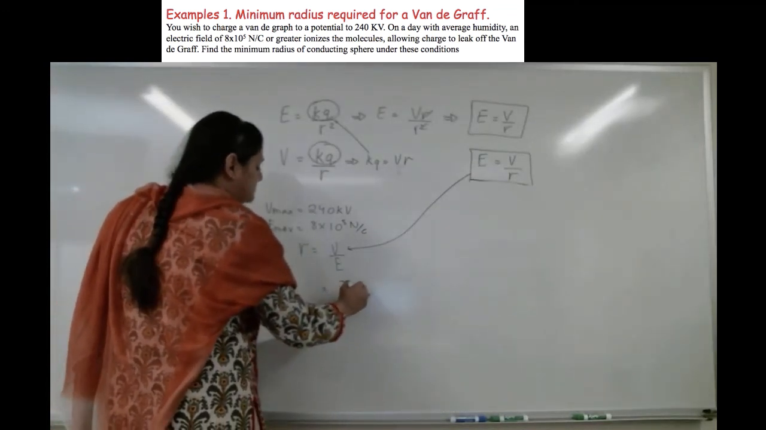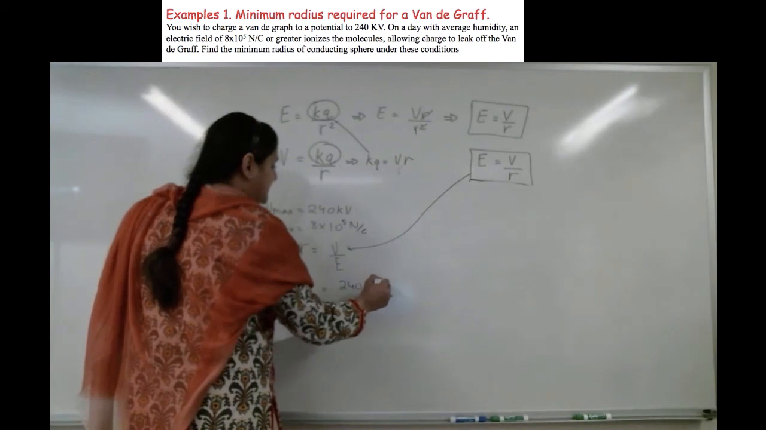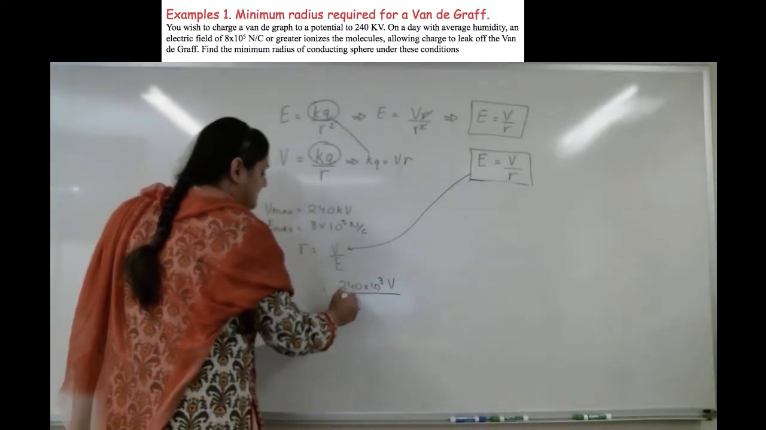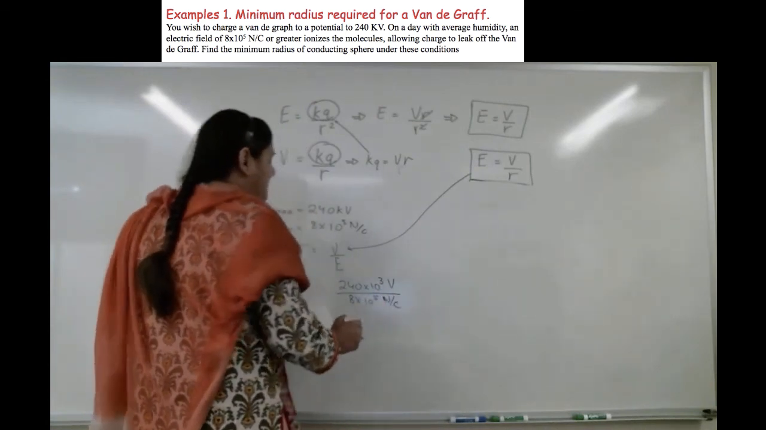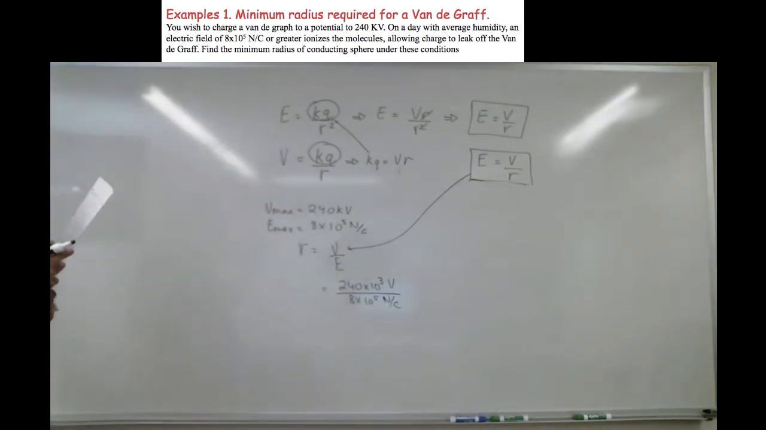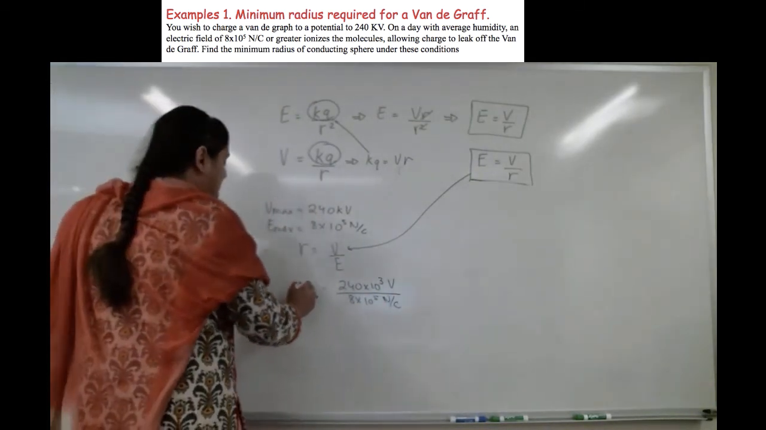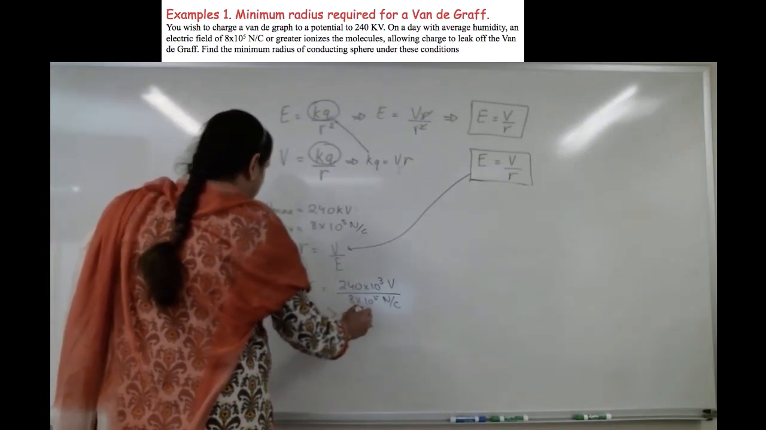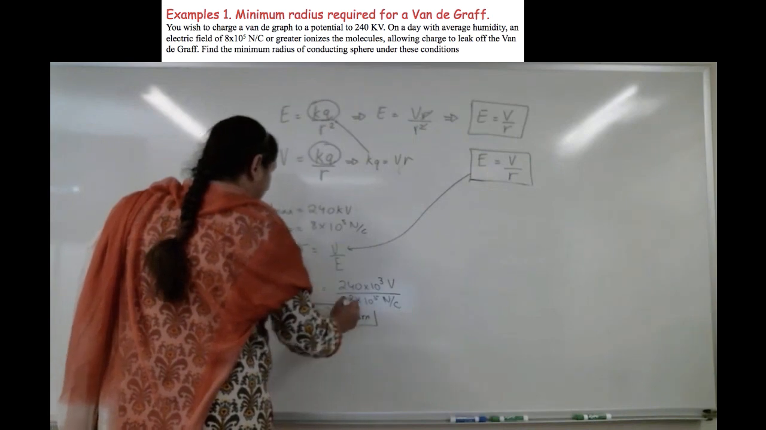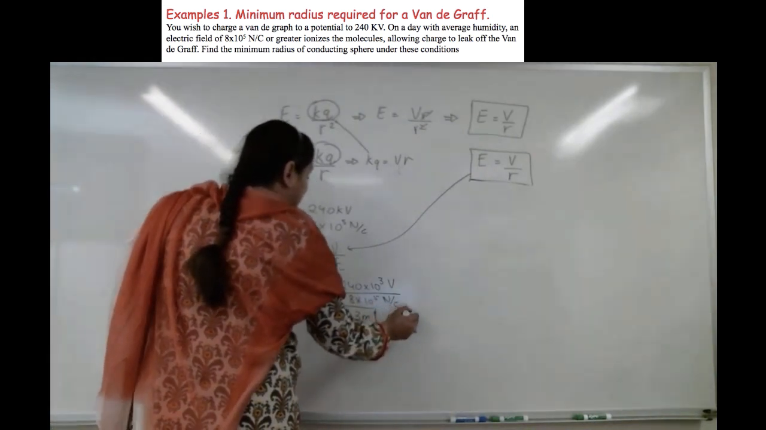This is going to be 240 times 10 to the 3 volts divided by 8 times 10 to the 5 newtons per coulomb. I just solve for it, and I get that my radius has to be greater than 0.3 meters, or about 30 centimeters.